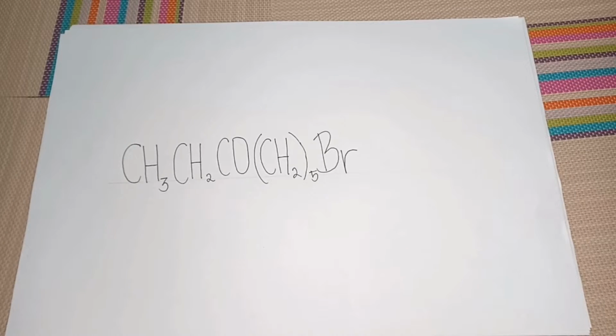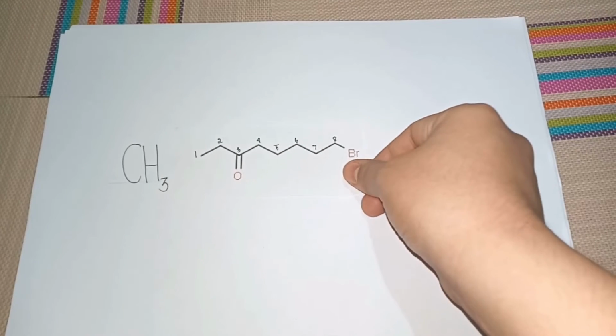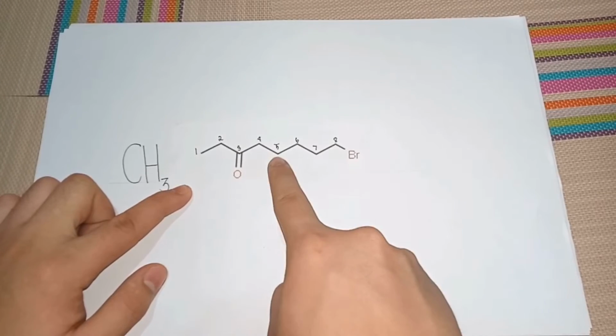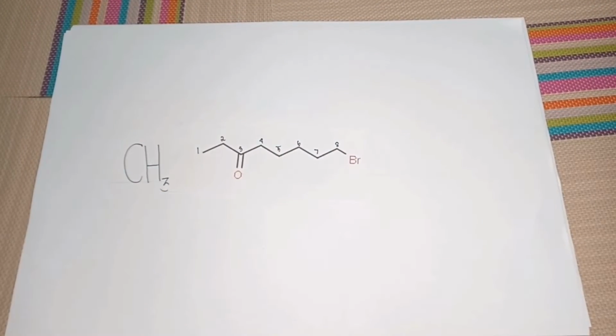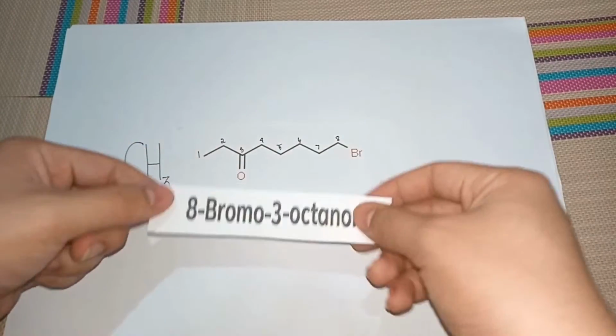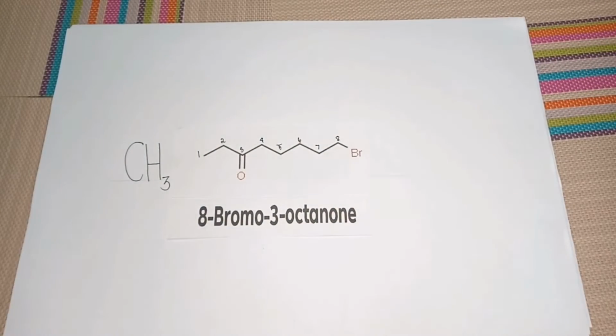Second example, here's the molecular formula. This time I'm going to show you its linear structure. Always remember that our ketone is more prioritized than our bromo atom. We have 1, 2, 3, 4, 5, 6, 7, 8 carbons. Carbon 8 is the location of our bromo, and carbon 3 is the location of our ketone, so we have 8-bromo-3-octanone.